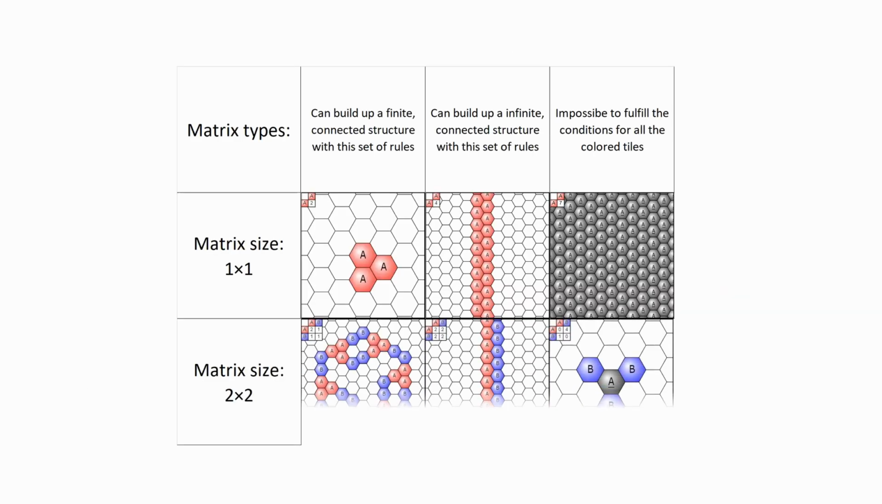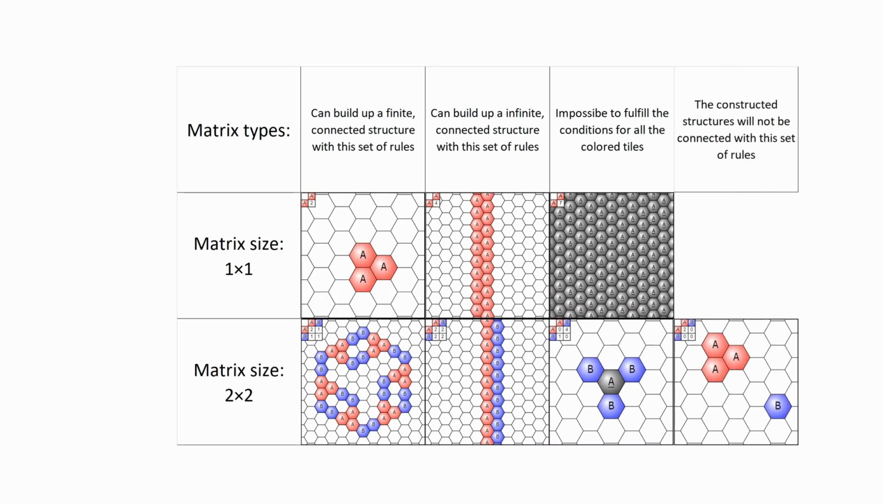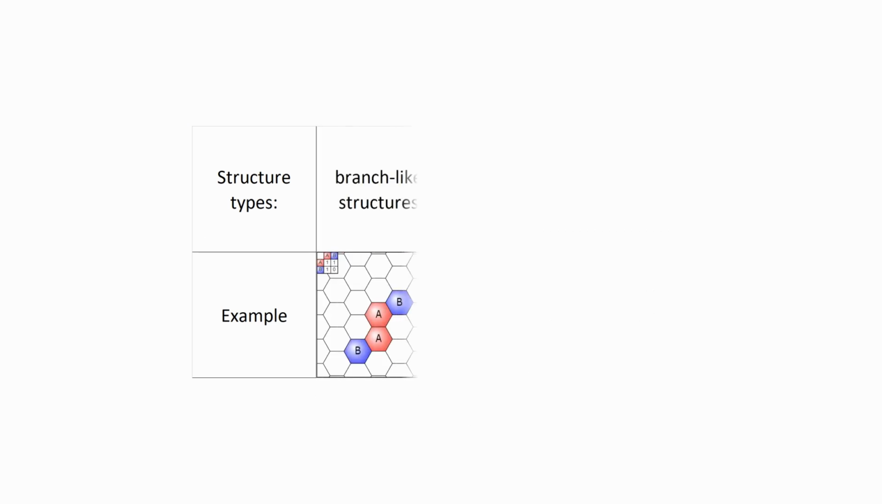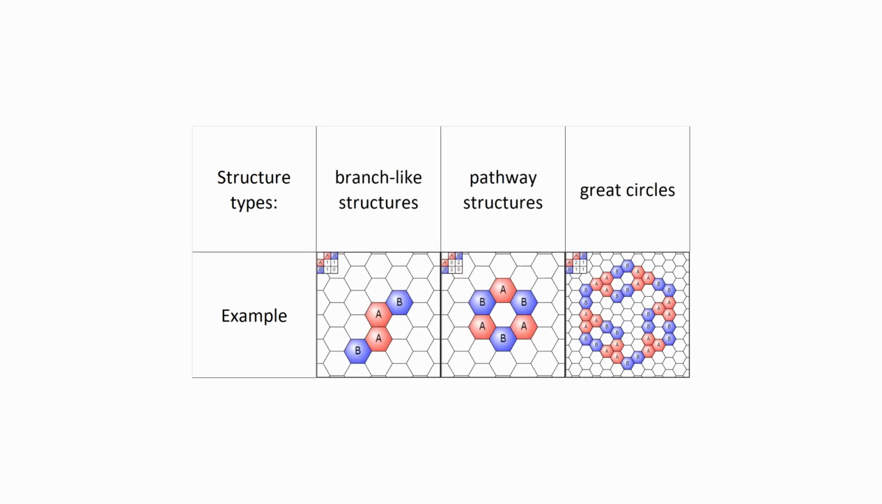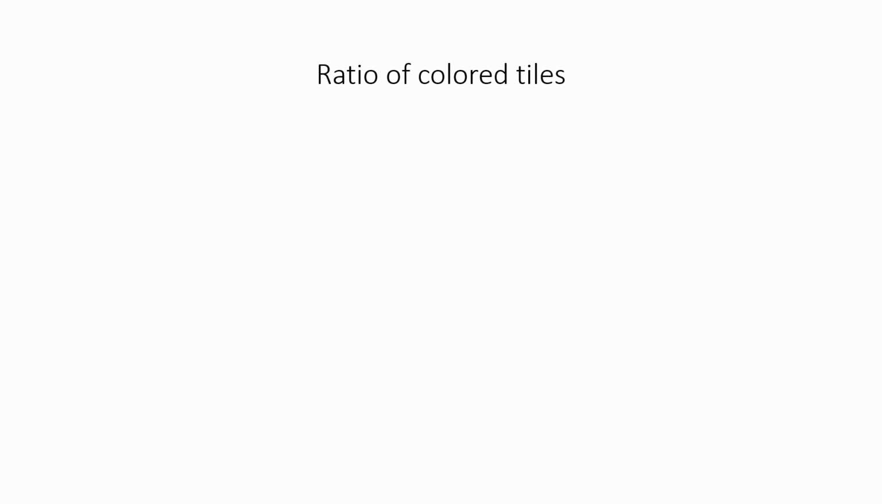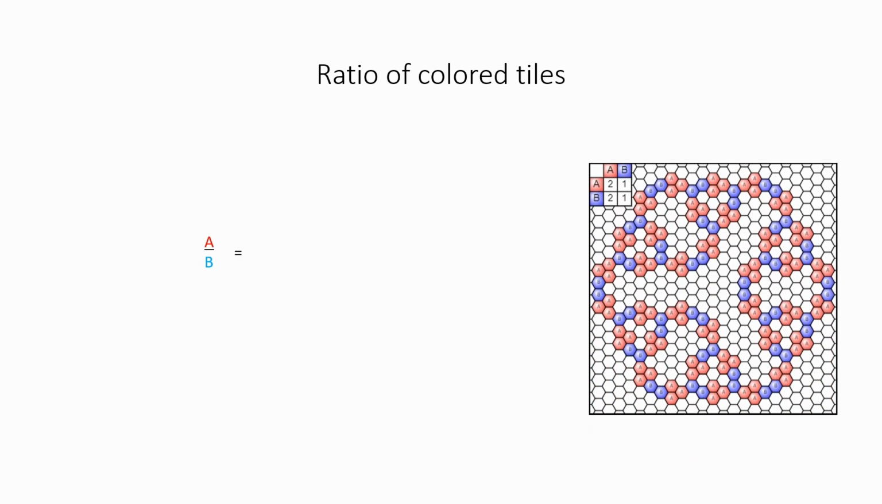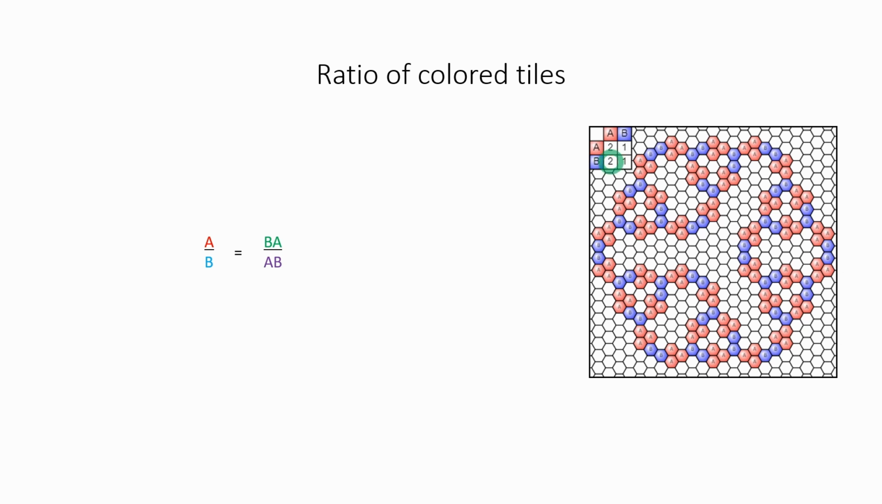Now we can also extend our coloring matrix types table with not connected structures. We can also distinguish some different types of finite connected structures. Another property that can be calculated from the matrix is the ratio of different colored tiles. This is simply derived from the off-diagonal values of the matrix.